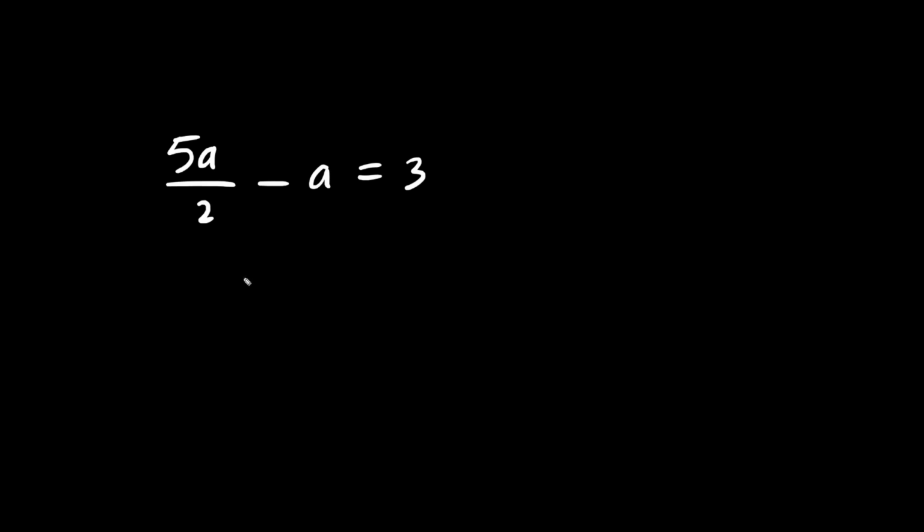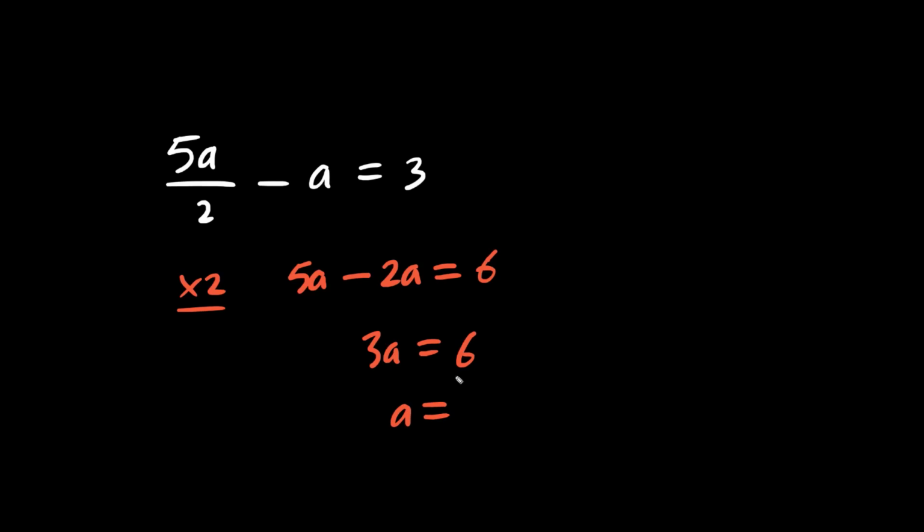We have an equation here, and we can multiply each part by 2. The first term becomes 5a minus 2a equals 3 times 2 is 6. What is 5a minus 2a? We have 3a equals 6, and we divide both sides by 3. 6 divided by 3 is 2.